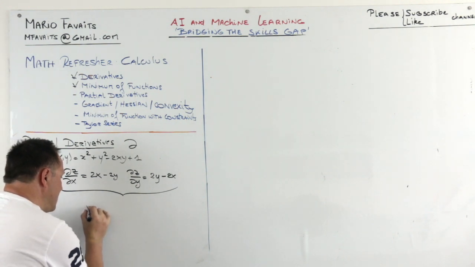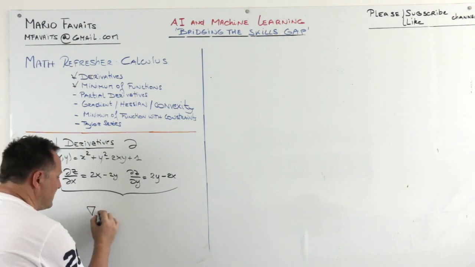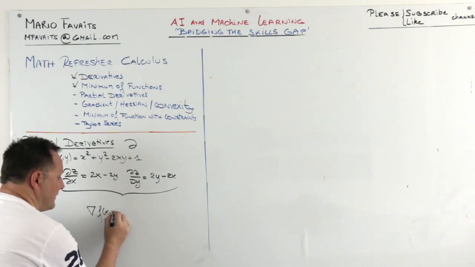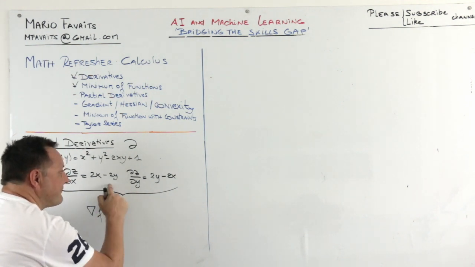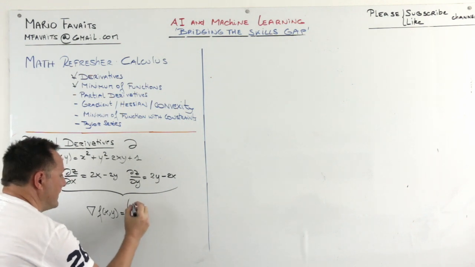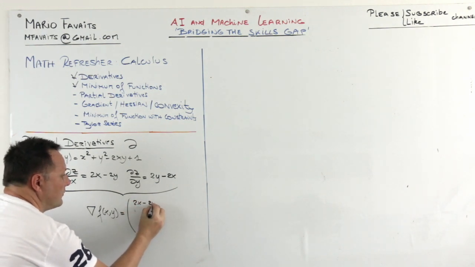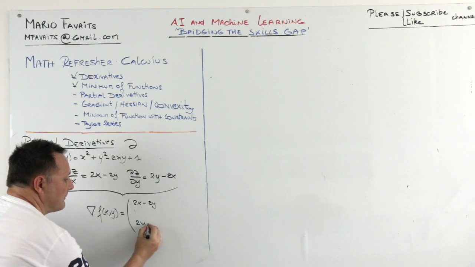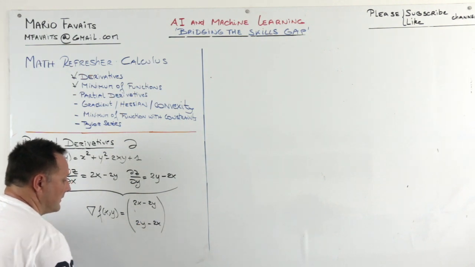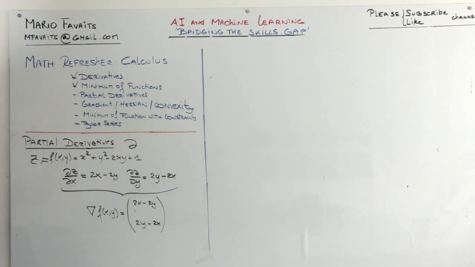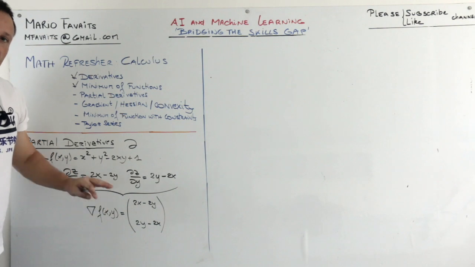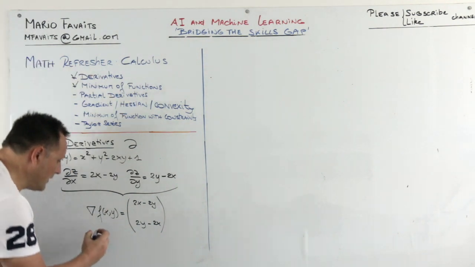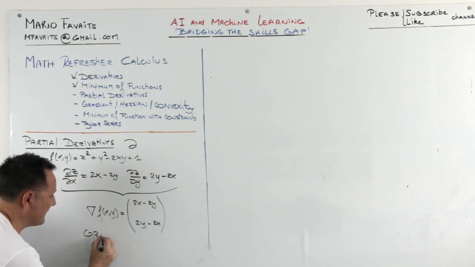So these are the two partial derivatives, first order, of z. Now, we define the gradient of f. It's the vector of the two partial derivatives: 2x minus 2y, and here you have 2y minus 2x. So the gradient is a vector. It is the vector of the first order derivatives. So we call this the gradient.